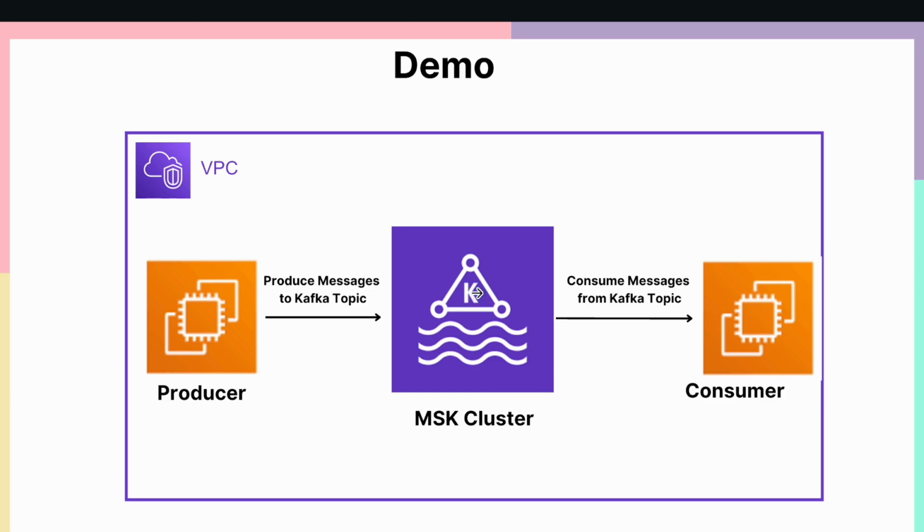After creating the Kafka topics, we will produce messages to the Kafka topic and consume those messages from the Kafka topic. This producer and consumer will be created in an EC2 instance, which we will create in the same VPC that we created our MSK cluster in.